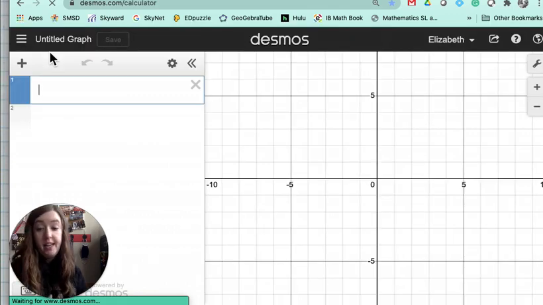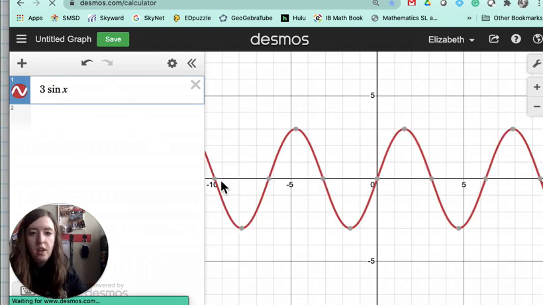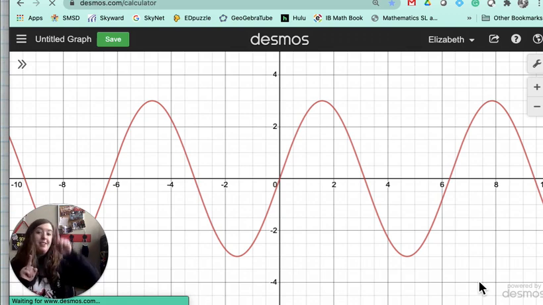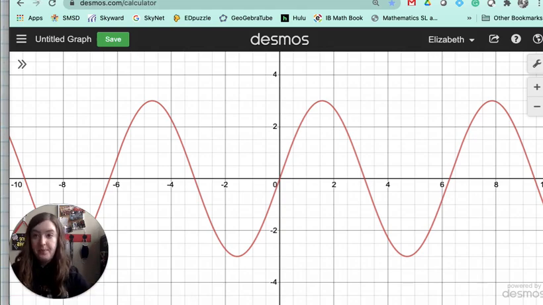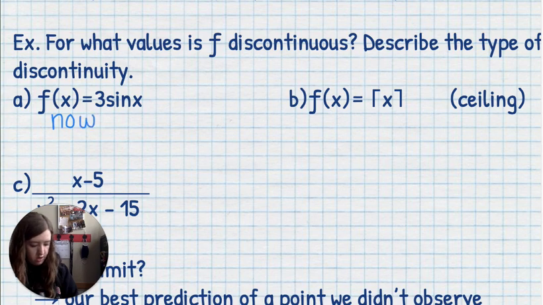And remember, we're looking at 3 sine of x. So if we take a look at this function, it's just going to keep on going and going and going and going. And we could keep on graphing that with our pencil without having to pick it up, right? So that means, where is it discontinuous? Nowhere. F is continuous.